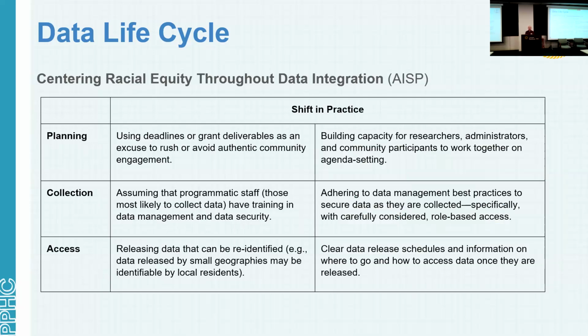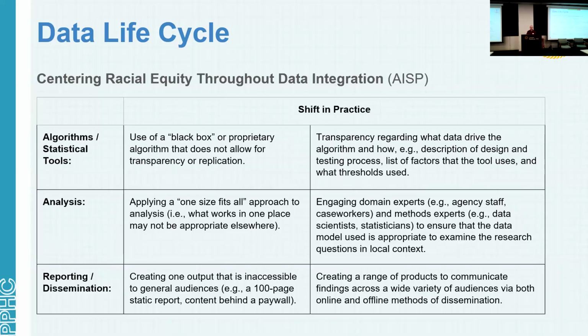So as I mentioned, there's 6 different chapters covering the data lifecycle, and here you'll find an example of those positive practices from each of those chapters. On the left side of the screen is the default practice, and on the right side of the screen is the recommended practice from the resource. So for planning, the recommendation would be to establish deadlines that prioritize participation from community members. For collection, the AISP recommends having role-based staff that are trained in data collection. And for access, the recommendation is to have both transparent data release schedules and clear information on where data can be accessed. For statistics, the recommendation is to provide transparency in the design of the algorithm and testing process. For analysis, they recommend engaging local experts. And finally, for reporting, the AISP recommends creating a range of different products.